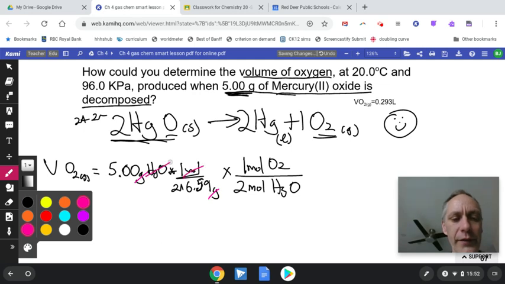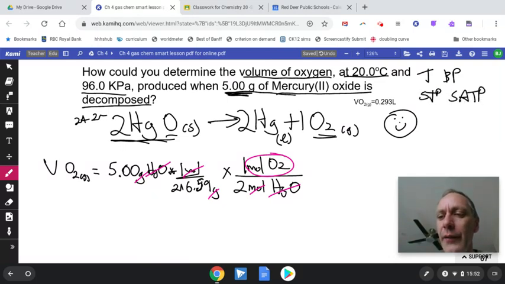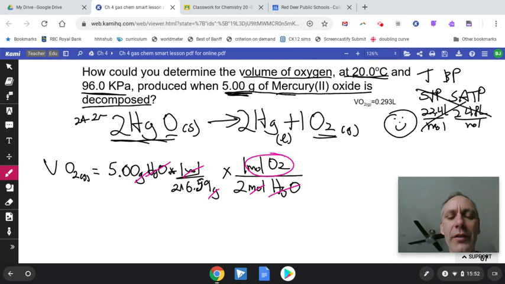The moles of HgO cancel out. So right now I have solved for moles of oxygen, and I'm looking for the volume of oxygen under these conditions. Because it's giving me a temperature and a pressure, that's telling me that I need to use R. It's not saying STP or SATP. If it was, I could use those shortcuts, right? 22.4 or 24.8 liters per mole. But it's not STP and it's not SATP. Those are out. It's giving me a specific temperature and pressure, so I need to use R.